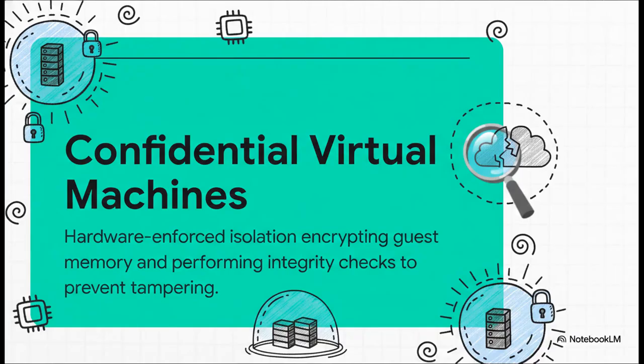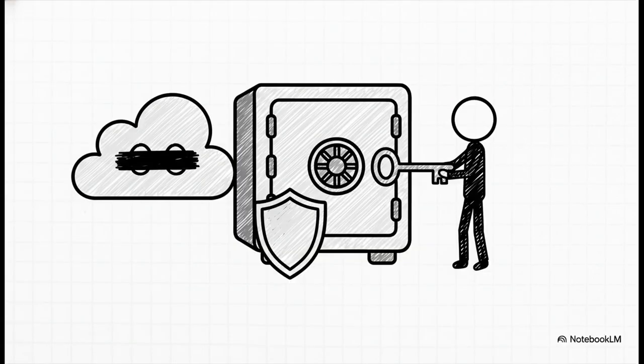All right, here's the hero of our story, or so we thought. Confidential virtual machines, or CVMs for short. Think of it this way. Companies like AMD have this tech that basically wraps your entire virtual computer in this super strong encrypted bubble. The whole point is that nobody, not even the cloud provider, the people who own the actual physical servers, can peek inside.